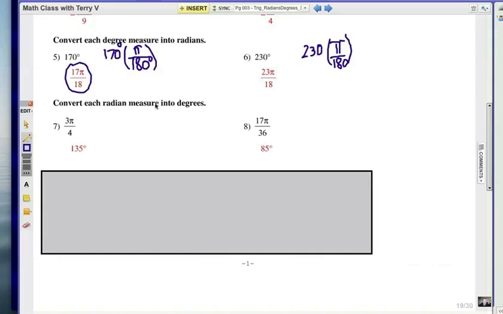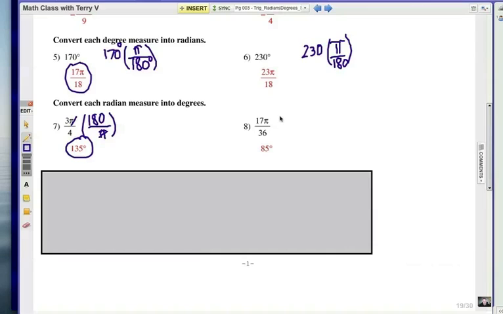Here we're going to convert radians to degrees. So what's the conversion ratio? Yes, you have to have pi in the denominator. So you're going to use that conversion ratio flipped over, 180 over pi. Okay, those pi's cancel out. You can do some simplifying there. 3 times 180 divided by 4, and that's going to be 135 degrees.